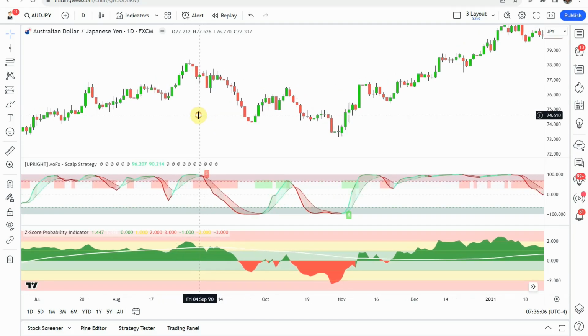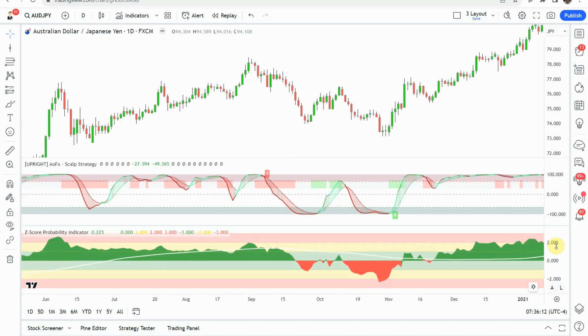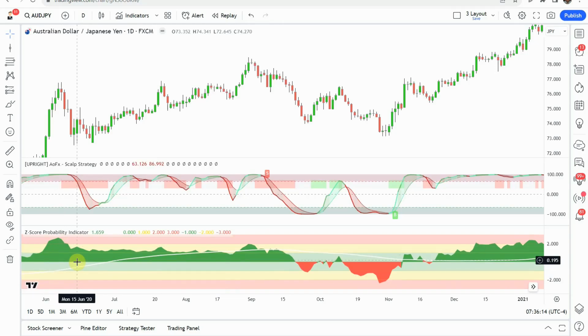The strategy itself: what we are looking for is when the Z-score here on the upside, with the green kind of cloud in the background, breaks up into the red zone, we are then looking for a short trade. The short trade signal comes from the Academy of Forex indicator. So far, this has been the best buy-sell indicator that we have tested on the channel.